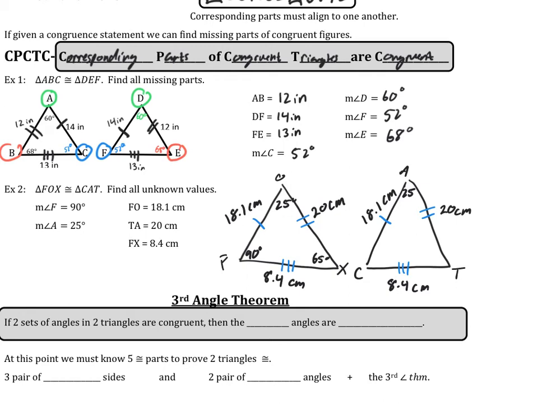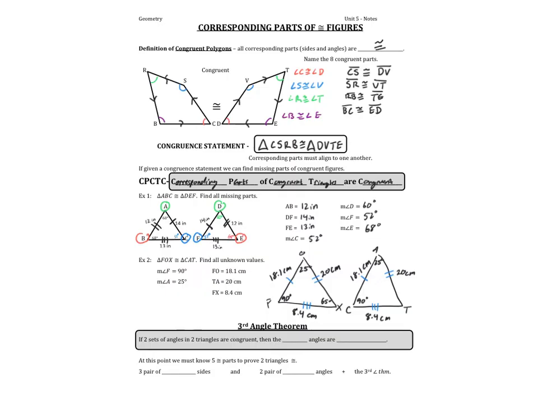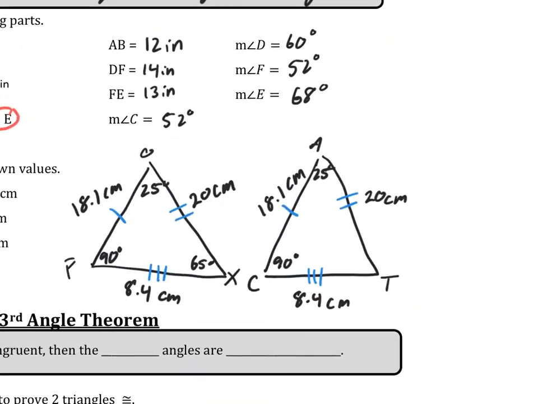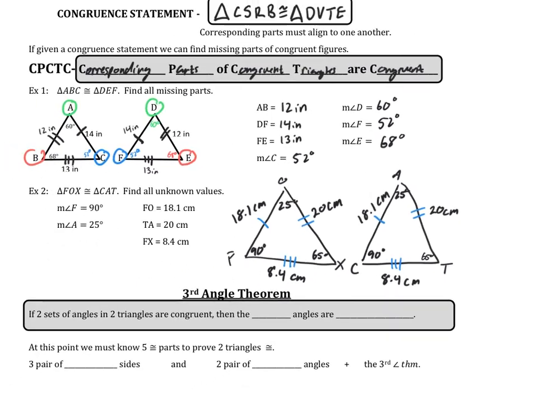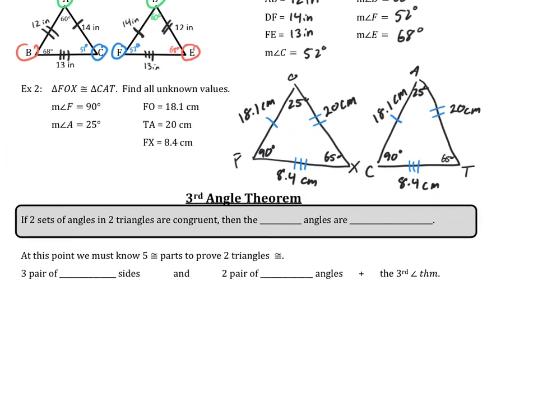And I can put degree markers on here, be a little bit more accurate. So we know angle F is congruent to angle C, so that'll be 90 degrees. Angle X is congruent to angle T, so that'll be 65 degrees there. So now we have filled in all of the parts of our triangle.